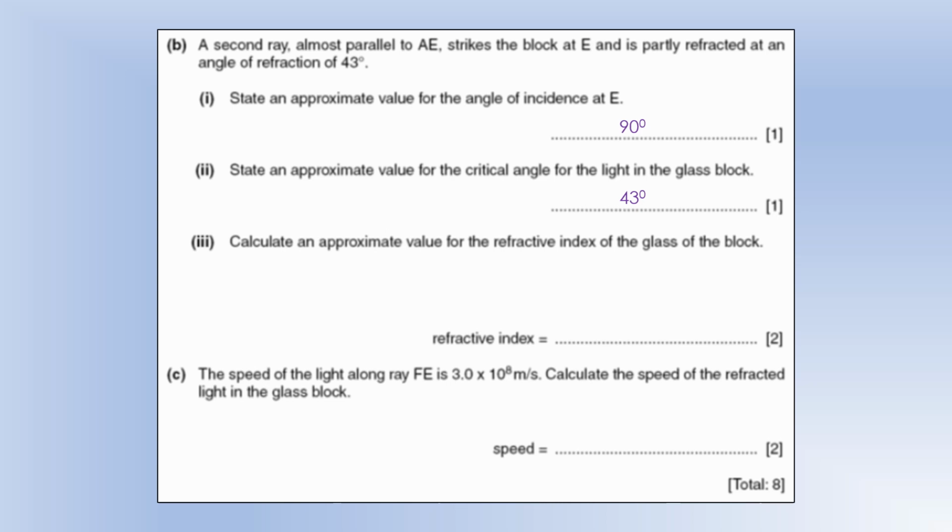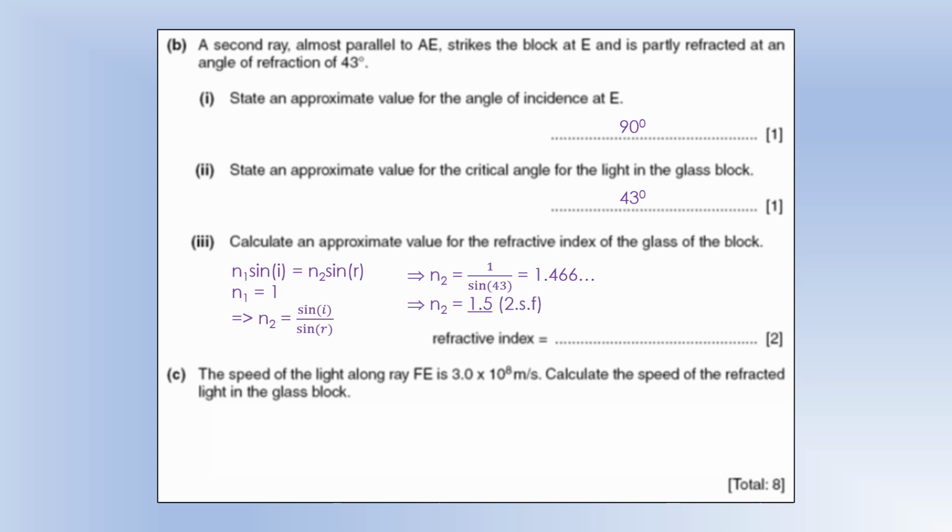Calculate approximate value for the refractive index of the glass of the block. So we're going to be using Snell's Law here, and I'm going to use this form of it throughout the video. There are some other forms out there, but I think this is the most useful one. So we want the refractive index of the glass block, so we want N2. N1 is 1 because it's in air to start with, so we rearrange to make N2 the subject, and we can get rid of N1. We can plug our numbers in. I, remember, was 90, sine of 90 is 1. That gives us N2, which is 1.5 to 2 significant figures.